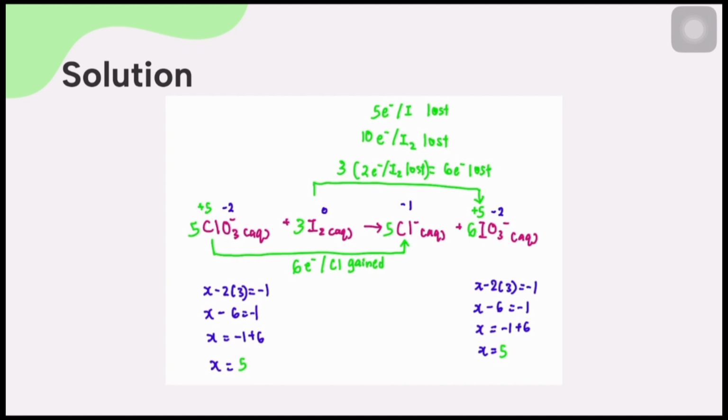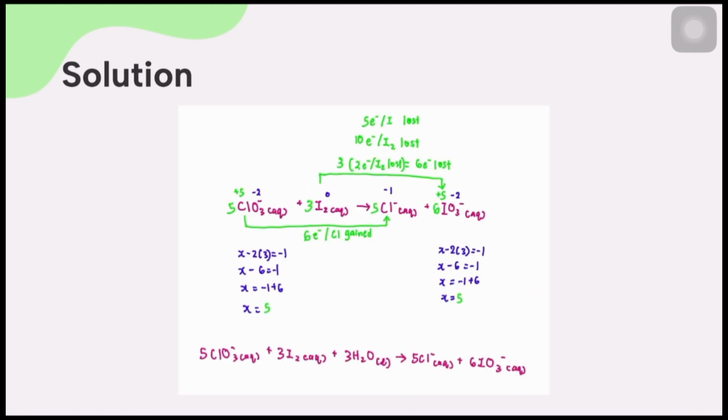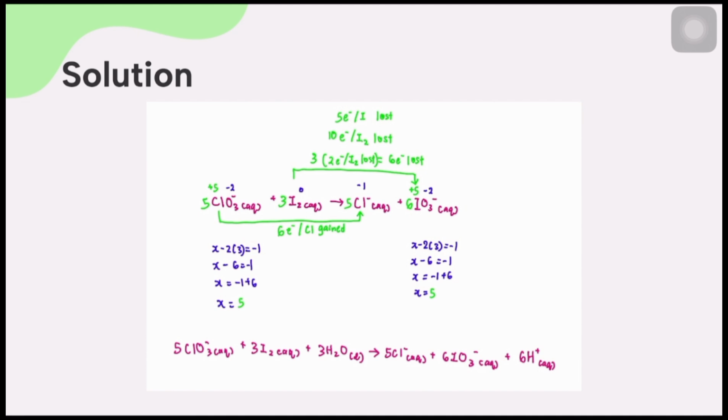As we can see, it is not equal because there are 15 oxygen on the left side, but 18 oxygen on the right side. So we can add 3 water molecules on the left side to balance the oxygen, and then add 6 hydrogen atoms on the right side to balance those hydrogen in the water molecules. Therefore, this will be our final balanced equation.